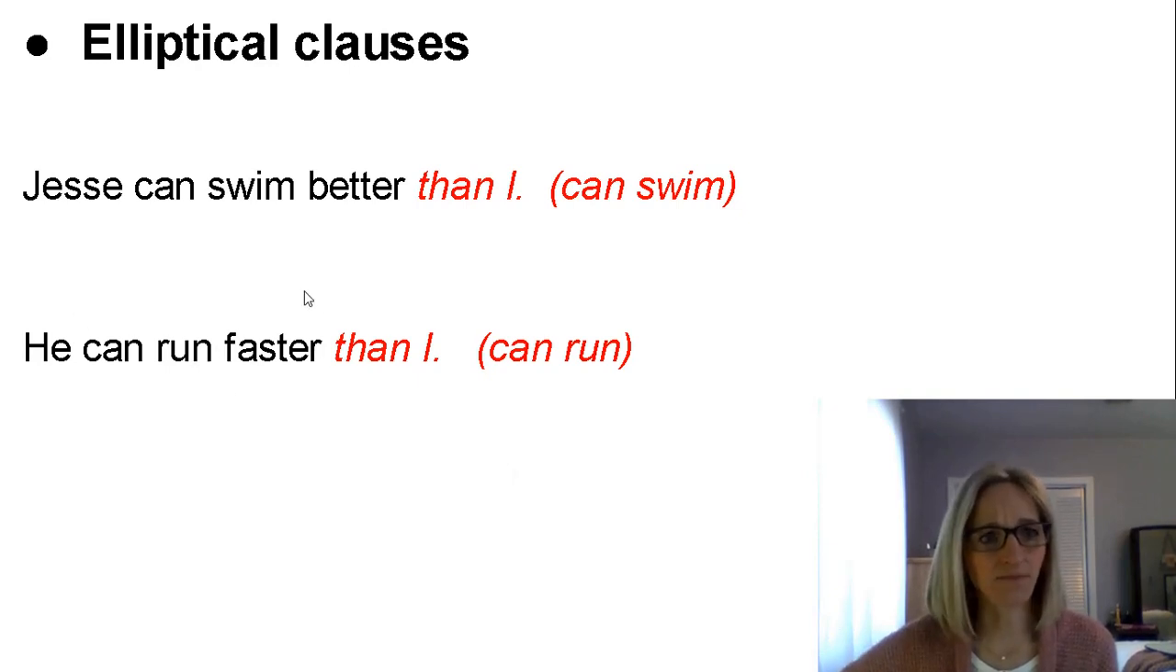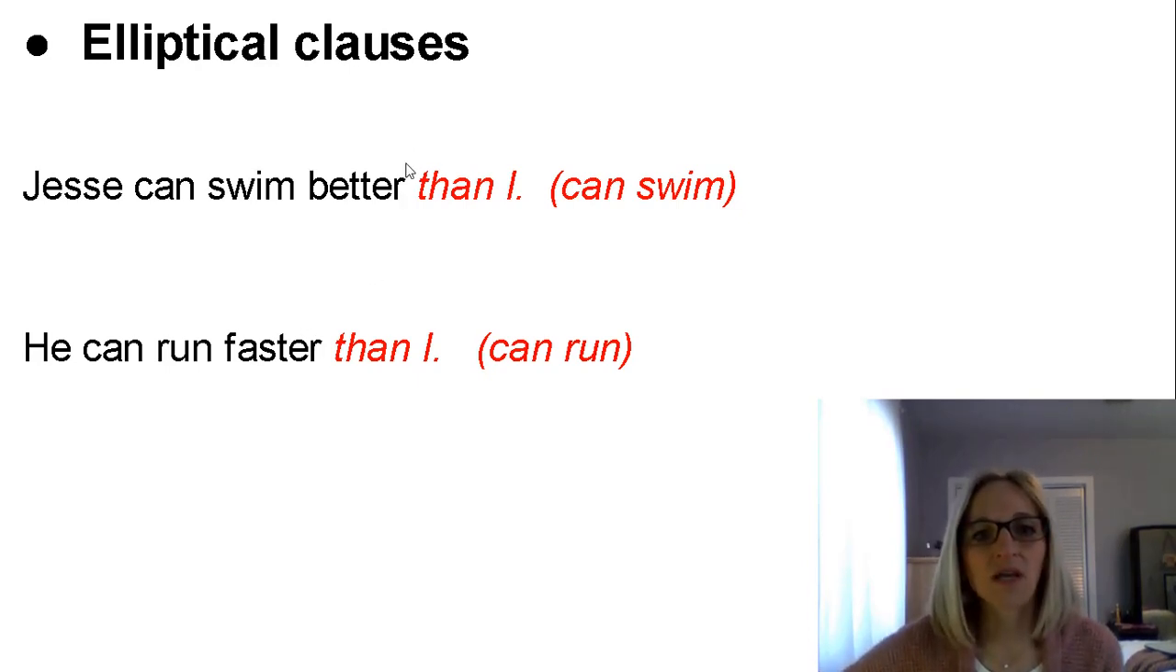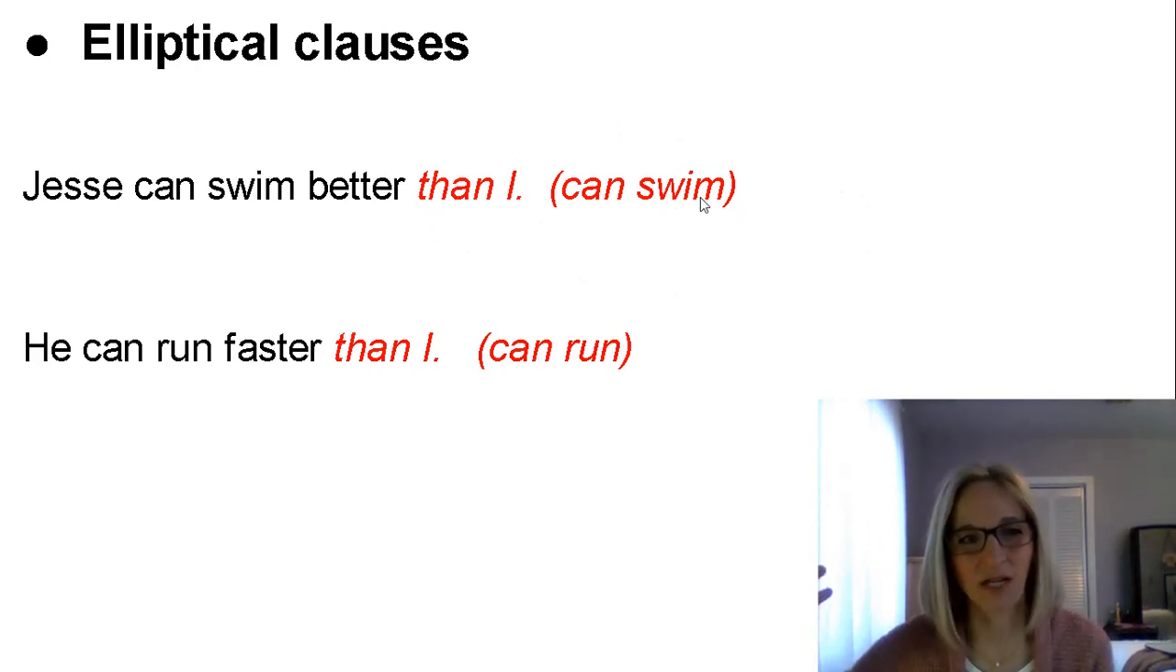Like if I said, Jesse can swim better than I. Well, what I really mean is that Jesse can swim better than I can swim. Okay, so this is a subordinating conjunction introducing this whole adverb clause, than I can swim. We just call it an elliptical clause. It's missing the verb, but we just understand that it's there.